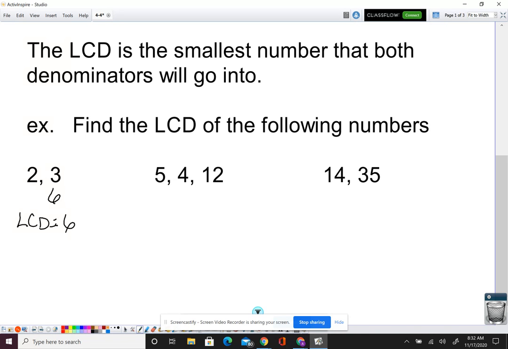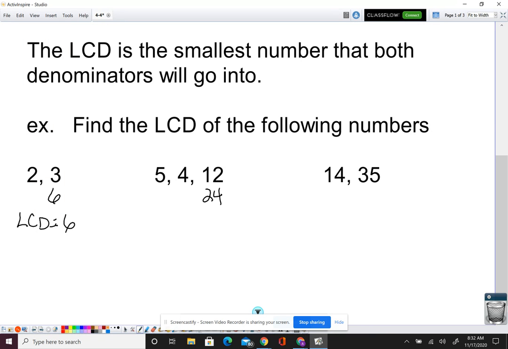When we have three numbers, 5, 4, and 12, we're going to look at the 12 and say, does 4 go into 12? Yes, it does. If it already goes in there, then we don't need to ask about 4 anymore, because anything else beyond that, the 4 will go into. Does 5 go into 12? No, it doesn't. So I go to the large number and go up a multiple of it. So I'm just going up by 12s.